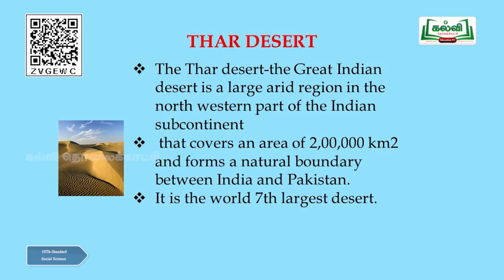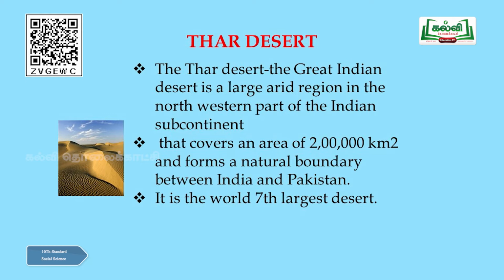The next we are going to see is Thar Desert. The Thar Desert is one of the important physical divisions of India. It is also known as Great Indian Desert. It is a large arid region which lies in the northwestern part of the Indian subcontinent. Arid region in the sense it is a very dry area. The area of the Thar Desert is 2 lakh square kilometer and it forms a natural boundary between India and Pakistan. It is the world's 7th largest desert.